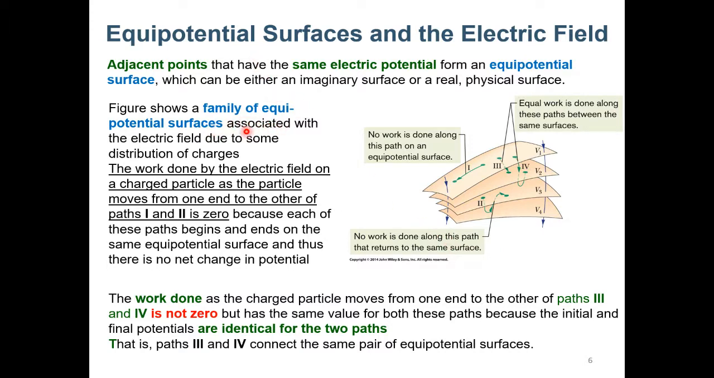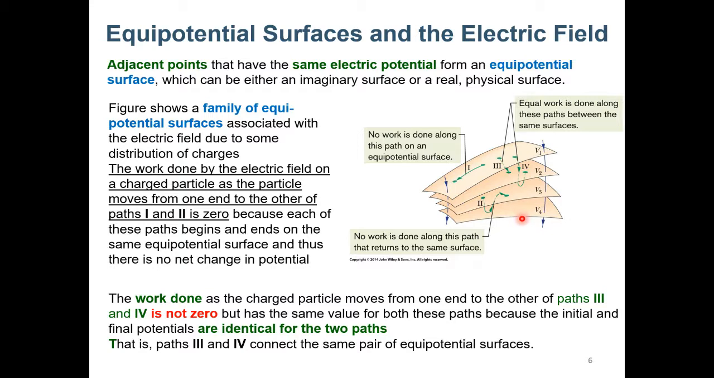Figure of a family of equal potential surfaces. The work done by the electric field on a charged particle as the particle moves from one end to the other end of path 1 is 0, which means that if a particle is moved from this dot to here, there is no work done, as long as they are on the same equal potential surface.